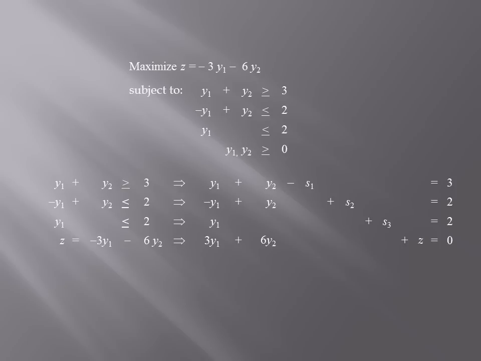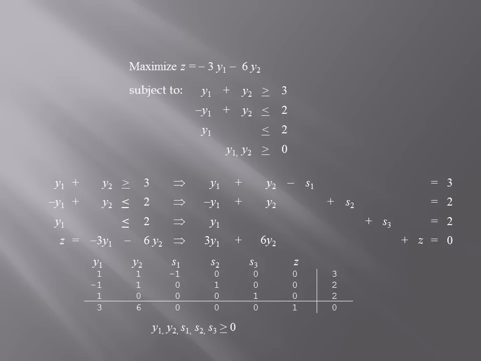We convert the first inequality to an equation by including a surplus variable, and the second two inequalities we convert to equations by adding slack variables. Notice that since z is equal to a negative 3y1 minus 6y2, when we transpose the y's over to the left-hand side, the equation now reads 3y1 plus 6y2 plus z equals 0. Here is the initial simplex table for this problem. Again, remember that y1, y2, s1, s2, and s3 all must be greater than or equal to 0.